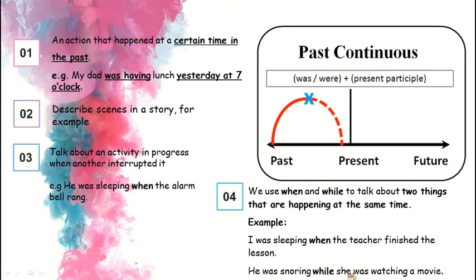Now, he was snoring while she was watching a movie. So here I have two actions happening at the same time. They are both long actions. He was snoring and she was watching a movie. And they do not interrupt each other at all. So I use while with them. He was snoring while she was watching a movie. Okay?